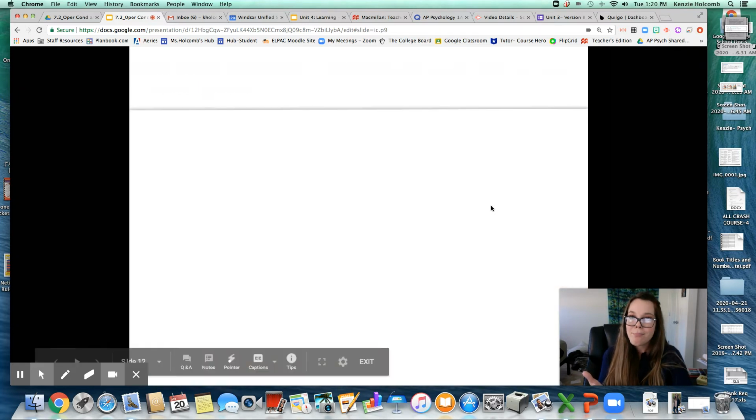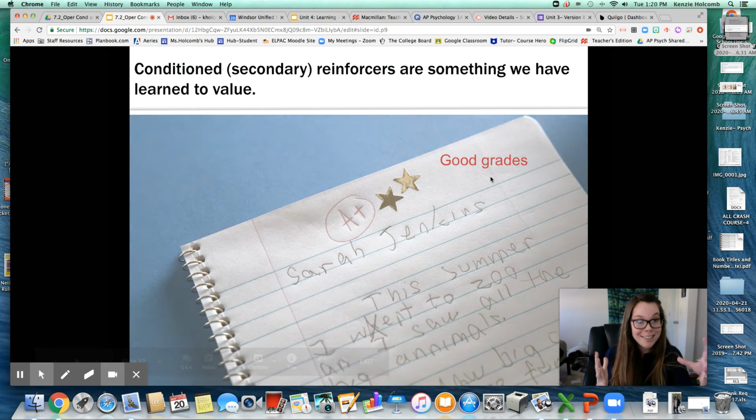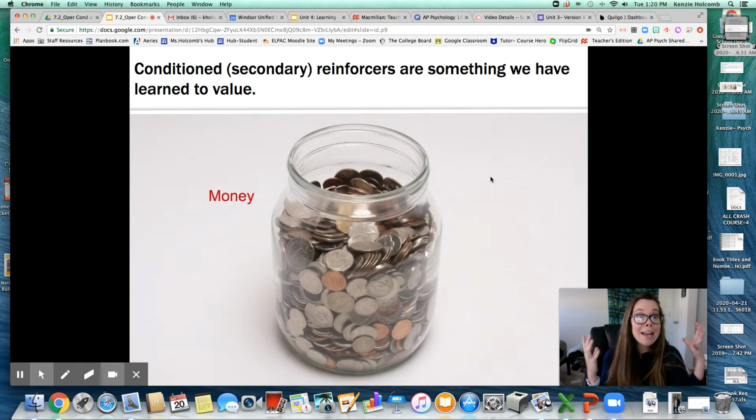While we have secondary reinforcers, these are conditioned, because we did not come fresh out of the womb thinking, I need to make money and have good grades, right? So primary reinforcers are not taught. Secondary reinforcers are conditioned. They are learned from our society or from your family. Conditioned secondary reinforcers are something we have learned to value. So grades, right? If you use grades as a reinforcer, you have been taught to value grades, right?